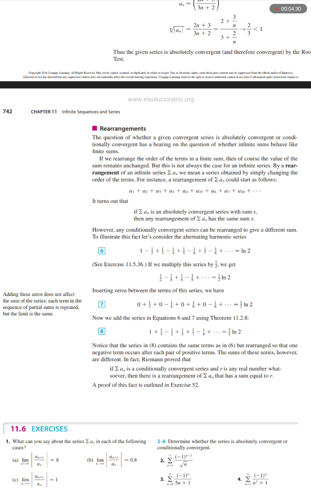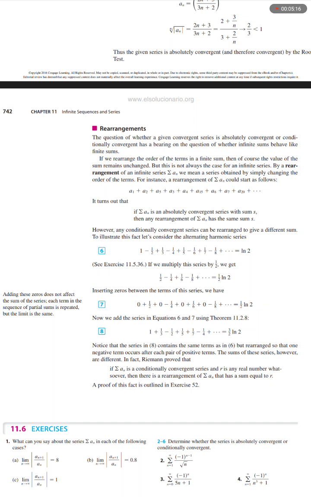Back to the text. Inserting zeros between the terms of the series, we have equation 7: 0 plus 1/2 plus 0 minus 1/4 plus 0 plus 1/6 plus 0 minus 1/8 plus ellipsis equals 1/2 the natural log of 2. Now we add the series in equations 6 and 7 using theorem 11.2.8.